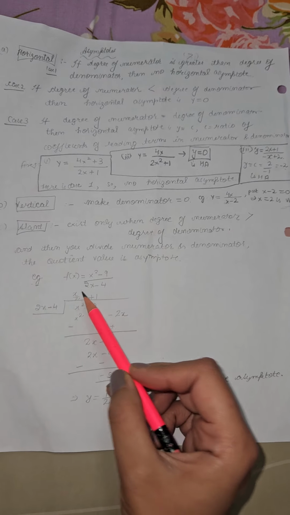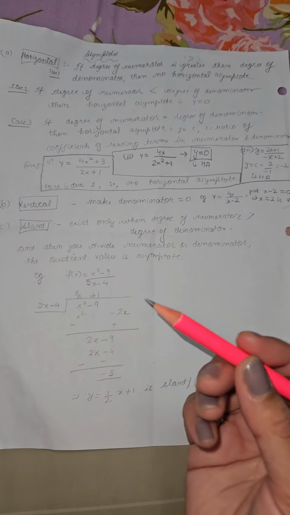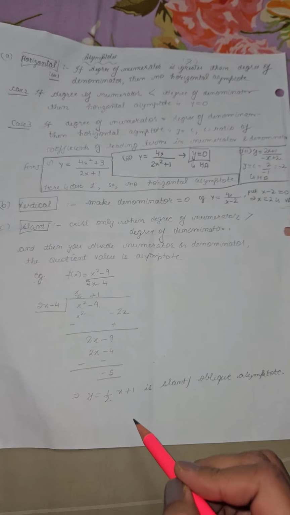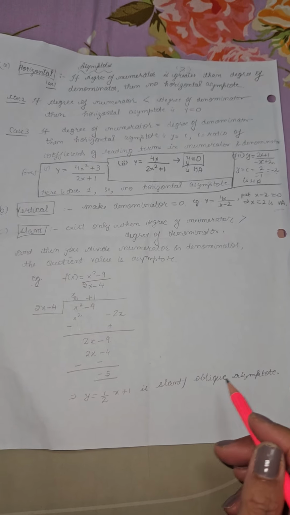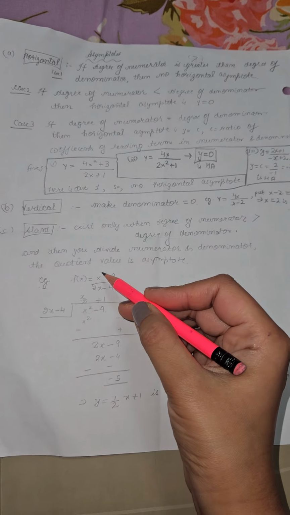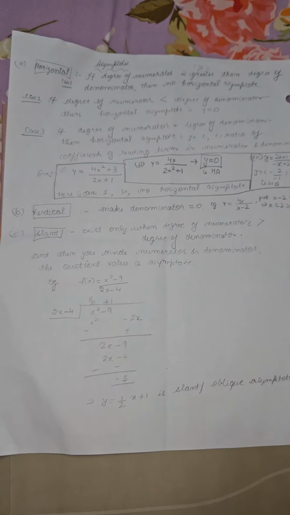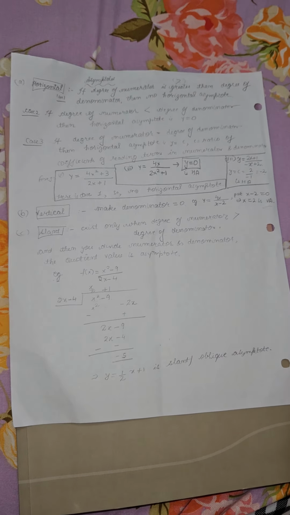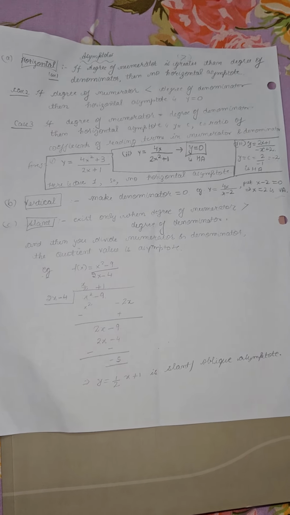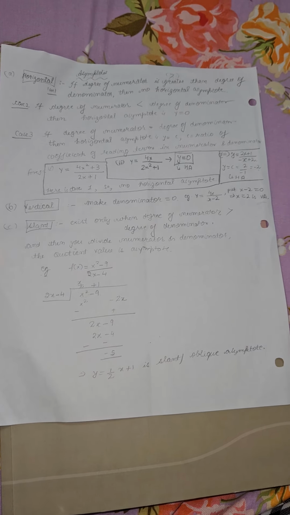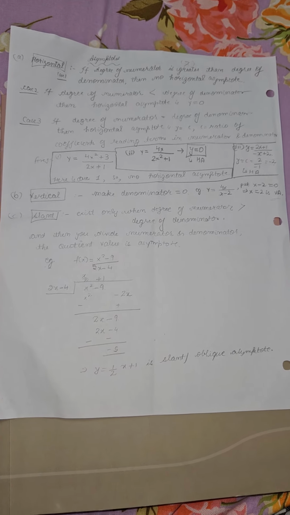So whatever the question is, we don't have to make the remainder 0. Leave it. Just focus on the question. Whatever the quotient is, this is our slant asymptote, or we can say oblique asymptote. Okay, it exists only when the degree of the numerator is greater than the degree of the denominator, only in that case. So these are the three summarized asymptotes for all of you students. So you can apply these rules to any kind of function. I hope it's clear. Thank you.